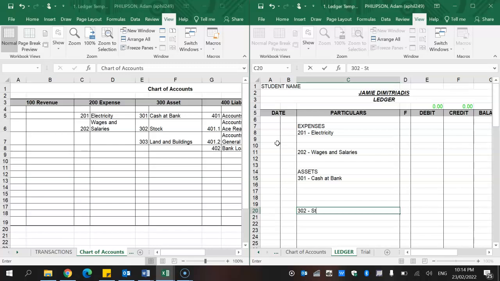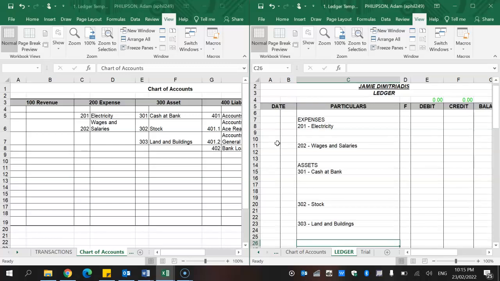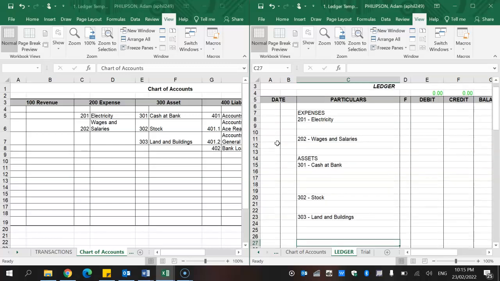302 stock. Hitting enter 3 times again. Land and buildings. We know that there's 2 transactions going in there. I like to leave a space as well, so I've hit enter 4 times there, just preempting what's going to go in there. All right, caps lock liabilities.